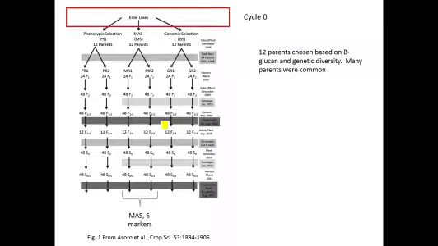The selection scheme here gets very complicated, and I'm not going to go through this in any great detail. But here's your training population, cycle 0. And let's just go through part of this. You're going to take 12 parents selected based on their estimated breeding values from genomic selection.